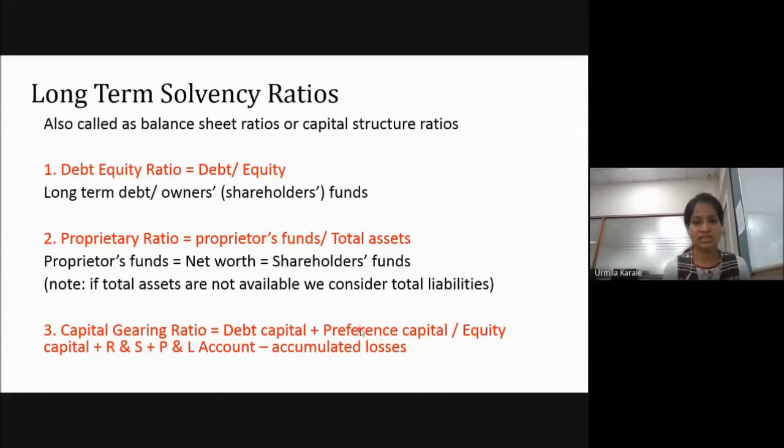So fixed charge bearing securities means those on which you pay a fixed cost, divided by the funds on which you are paying fluctuating returns. So debt capital plus preference capital divided by equity share capital. Now, equity share capital includes reserves and surplus and profit and loss account, and if there is any other loss that you have, that will be minus from this.